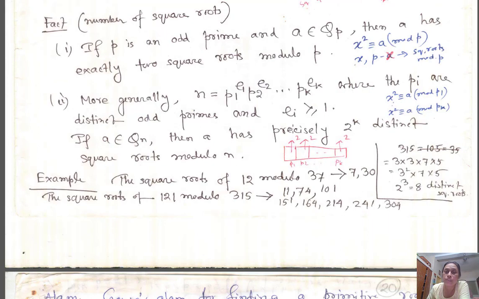Modulo p1 we have two solutions, modulo p2 we have two solutions, modulo pk we have two solutions. So we get x modulo p1, also p minus x modulo p1, x modulo p2, p2 minus x modulo p2. When you combine them, you can get precisely 2 to the power k many distinct square roots modulo n.